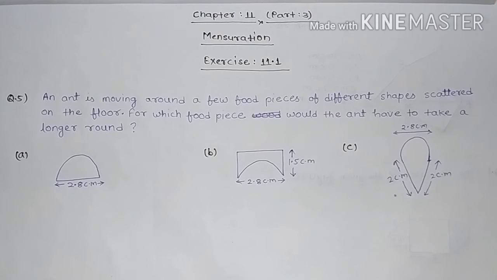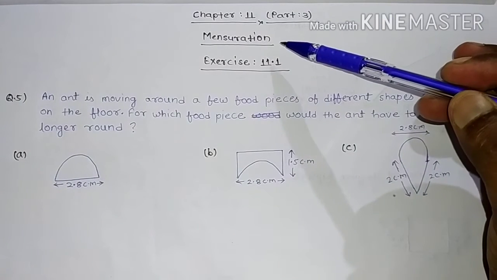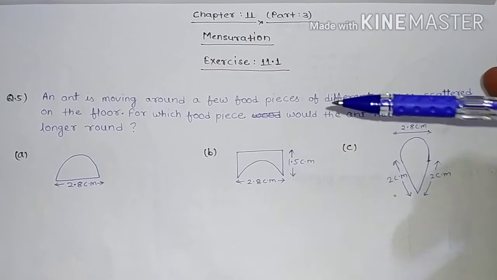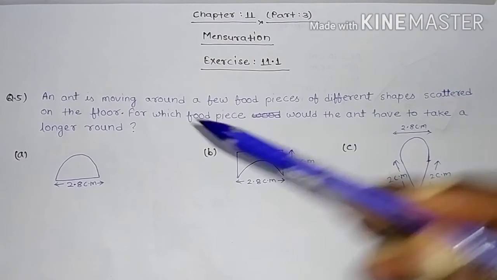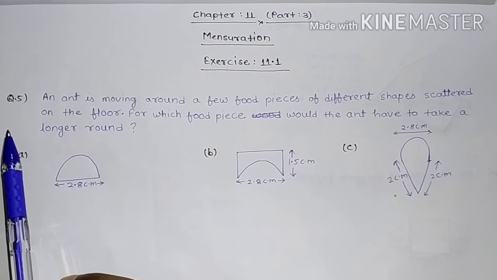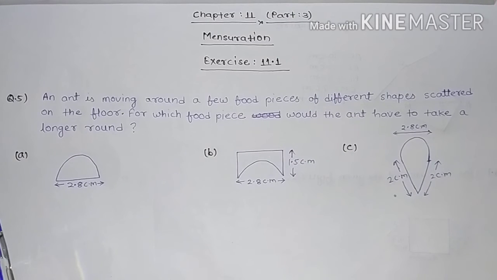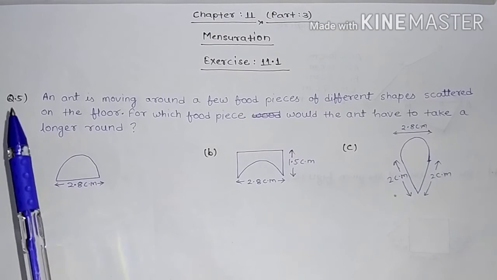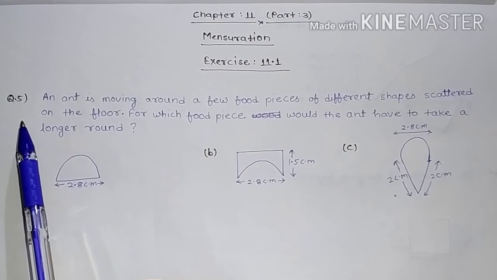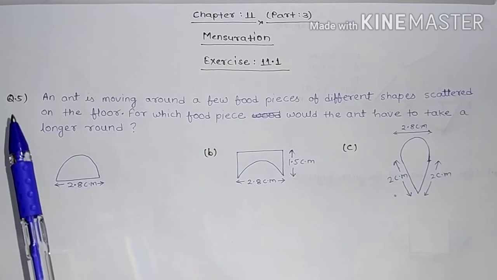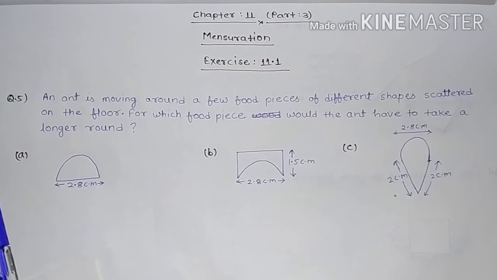Hello dear students, today we will discuss chapter number 11 part 3, that is mensuration, and in this part we will discuss question number 5. In the previous part we have discussed up to question number 4, and in this part we will discuss question number 5 and some of the questions from R.S. Agrawal. We will also discuss now question number 5.